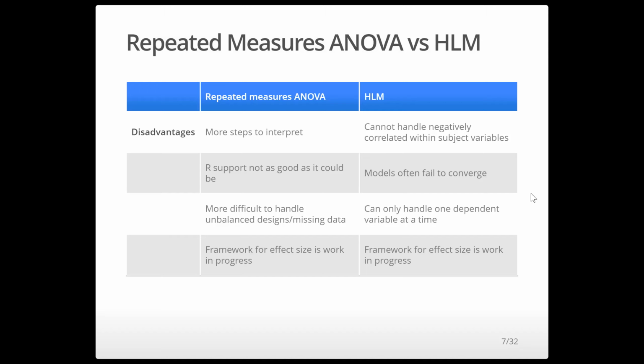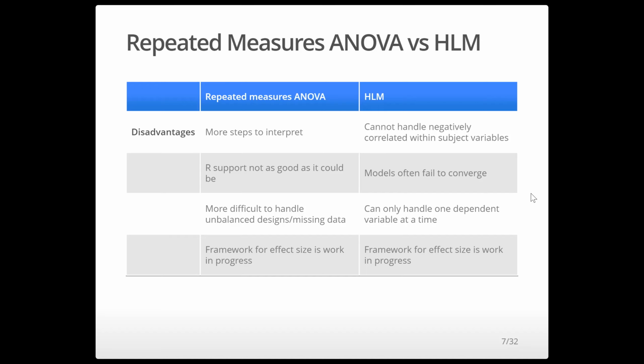Repeated measures ANOVAs can't handle these unbalanced designs as well, or cases where there's missing data. And on the other hand, HLM can't handle these cases with negatively correlated within subject variables. Again, these are very unusual, but they can happen. This is a violation of HLM assumptions. It's not something HLM can handle at all.